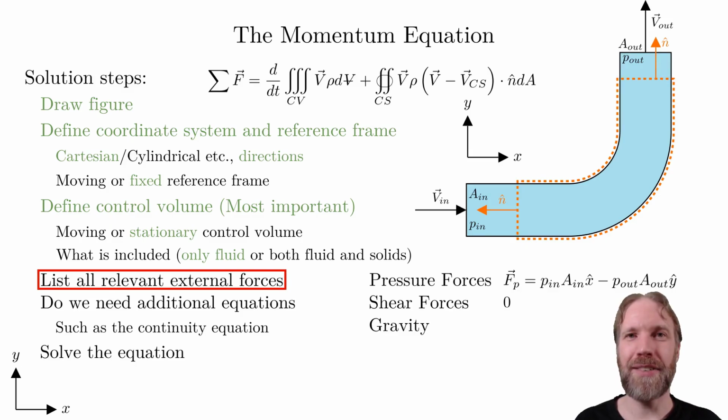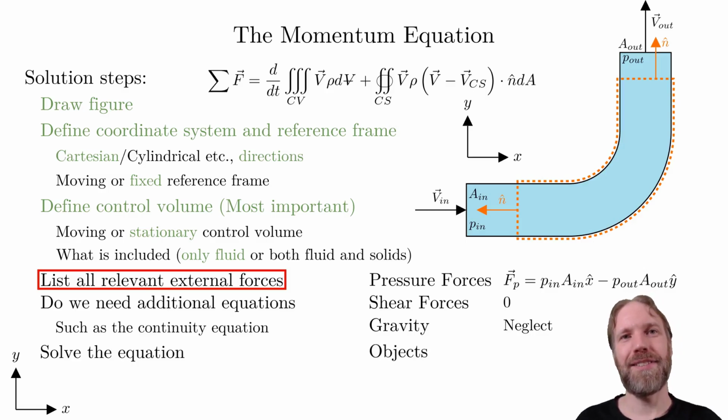The next force is gravity. In this example we will neglect it though, but it does exist. Finally, we have one object, which is the pipe. This is the force we want to calculate. We insert it with a minus sign as we want to calculate the force that the flow is acting with on the pipe.